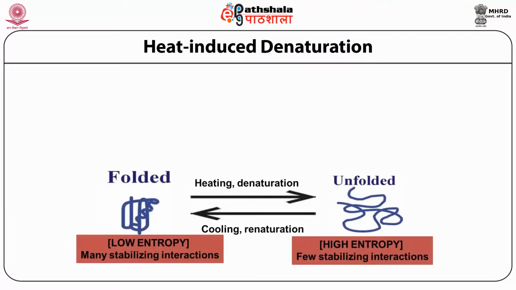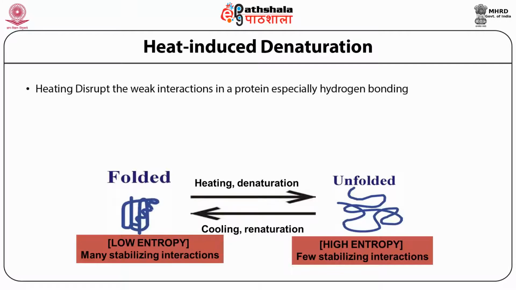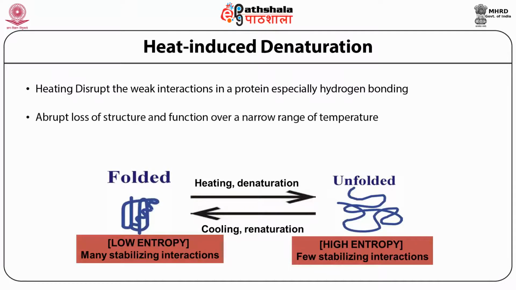Here we discuss the heat-induced denaturation. The heating disrupts the weak interactions in the protein, especially hydrogen bonding, and there is an abrupt loss of structure and function over a narrow range of temperature, and this abruptness suggests a cooperative process. So heating causes the denaturation from the folded state to the unfolded state, while cooling causes the renaturation from unfolded to folded state. The unfolded state has high entropy and few stabilizing interactions, while the folded state has low entropy and many stabilizing interactions.